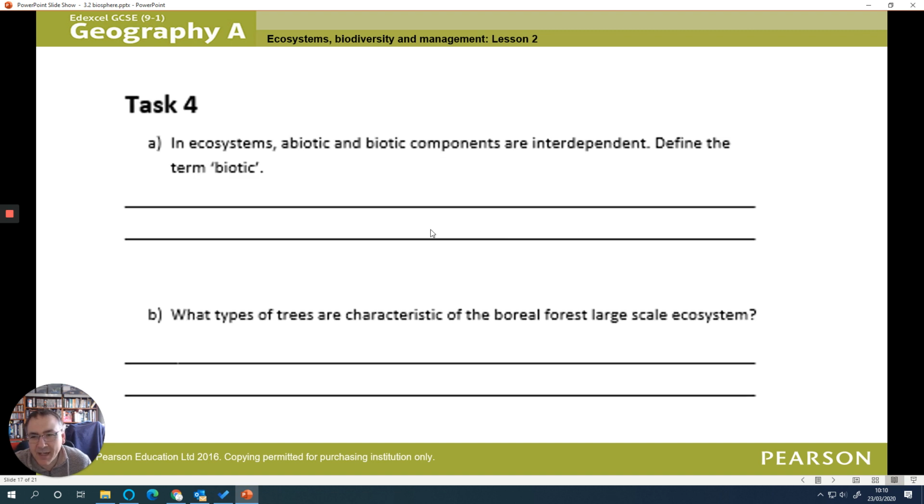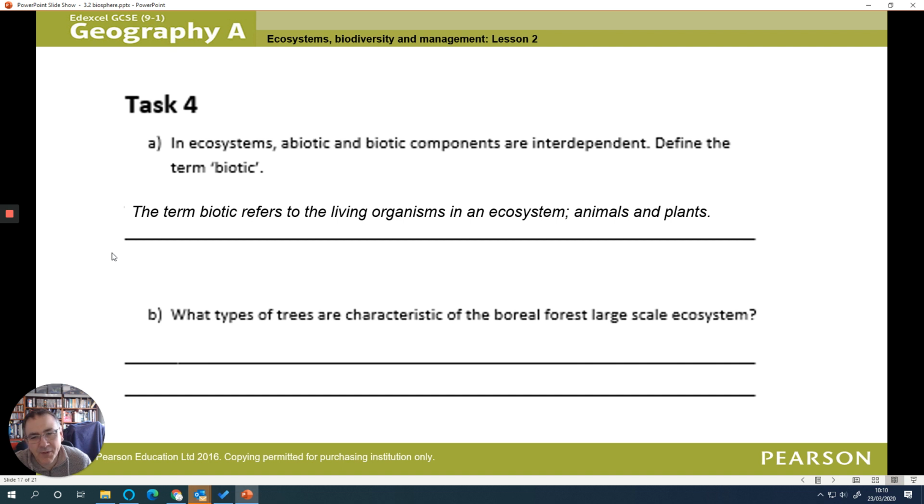Now, let's have a look at a couple of exam questions. In an ecosystem, abiotic and biotic components are interdependent. Define the term biotic. This would probably be a 1-mark question in your exam. The term biotic refers to living organisms in an ecosystem, animals and plants.